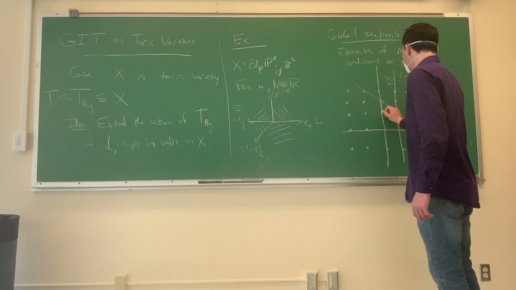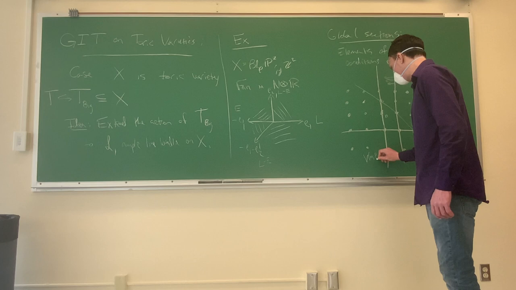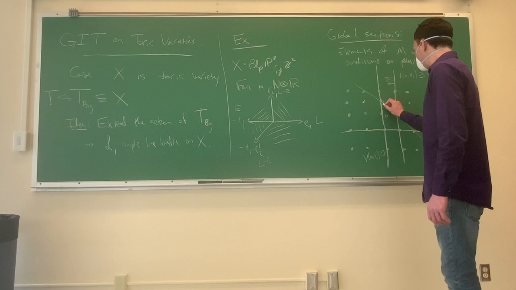And so these are non-strict inequalities. It's greater or equal to, not just greater than. This one we're going to say V of M, E1 greater than or equal to zero. And then I get this polygon here. Okay.